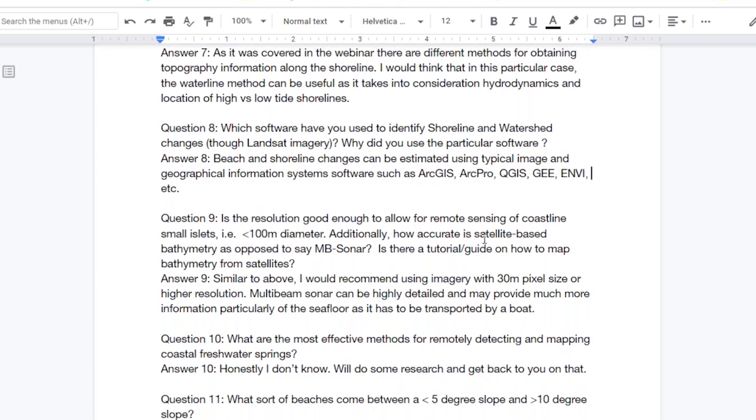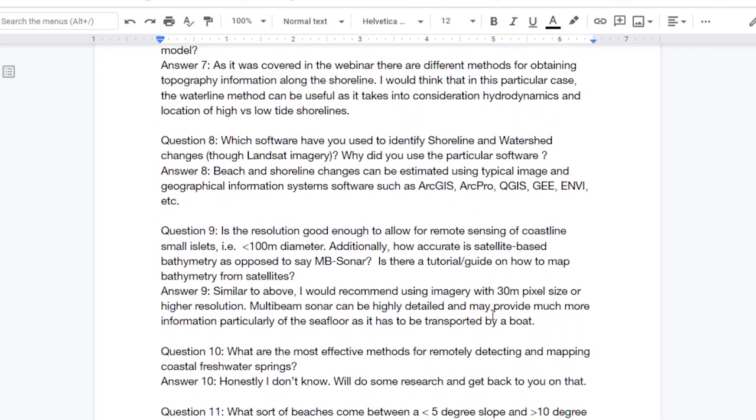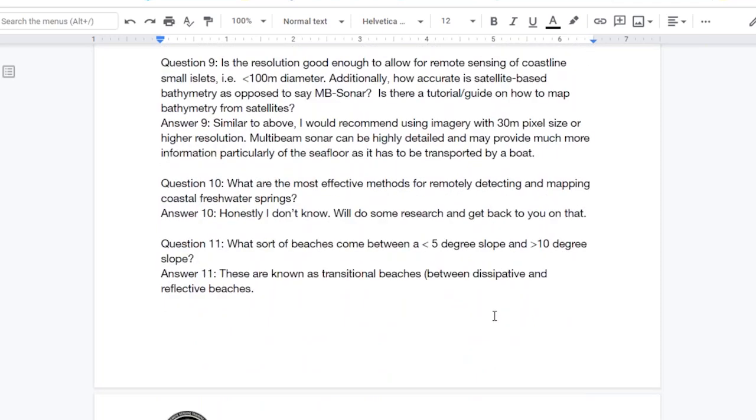Okay, is the resolution good enough to allow for remote sensing of coastline, small islets, like less than 100 meters in diameter? Additionally, how accurate is satellite-based bathymetry as opposed to, say, multi-beam sonar? Is there a tutorial guide on how to map bathymetry from satellites?